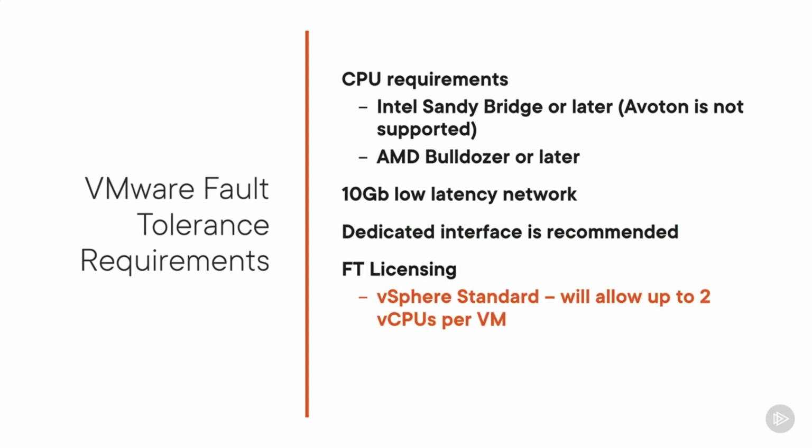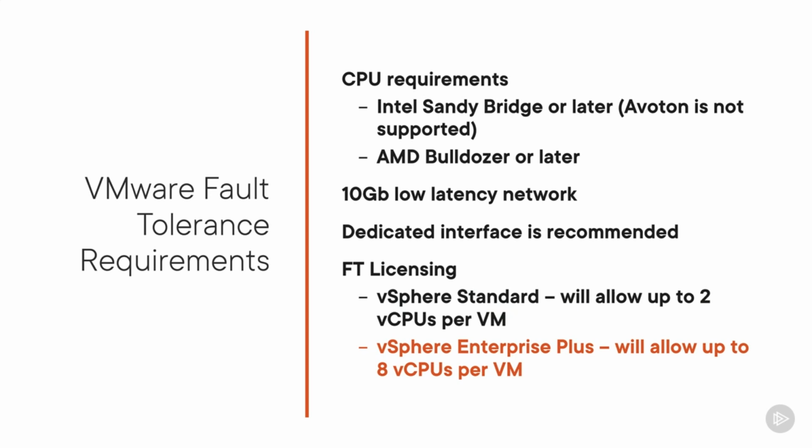For example, VMware vSphere Standard level is required, and that will allow virtual machines with up to 2 vCPUs. On the other hand, if you have virtual machines that have more than 2 vCPUs and you want those protected with VMware fault tolerance, you'll need vSphere Enterprise Plus, which will allow virtual machines with up to 8 vCPUs to be protected with VMware fault tolerance.